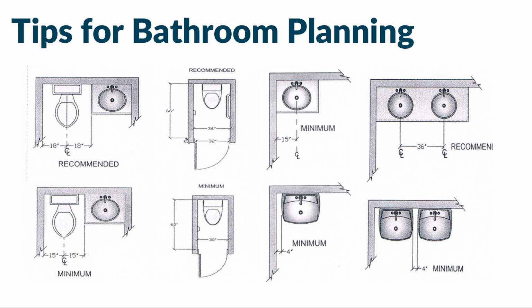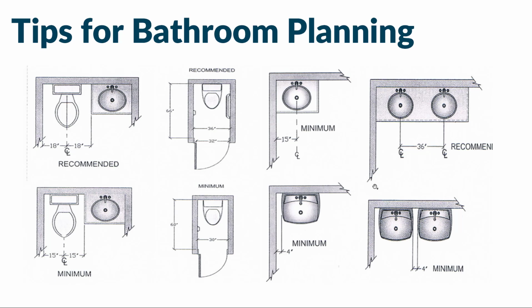If we have a toilet in its own little room or alcove, 30-inch width is the absolute minimum, but 36 is certainly much better. And then minimum depth of 60 inches, but 66 is again certainly much better.